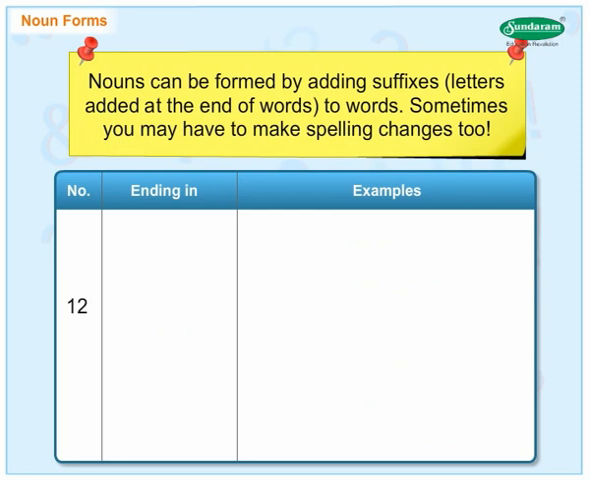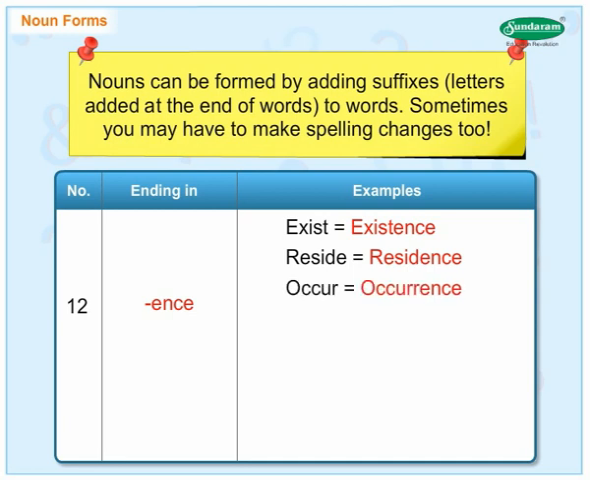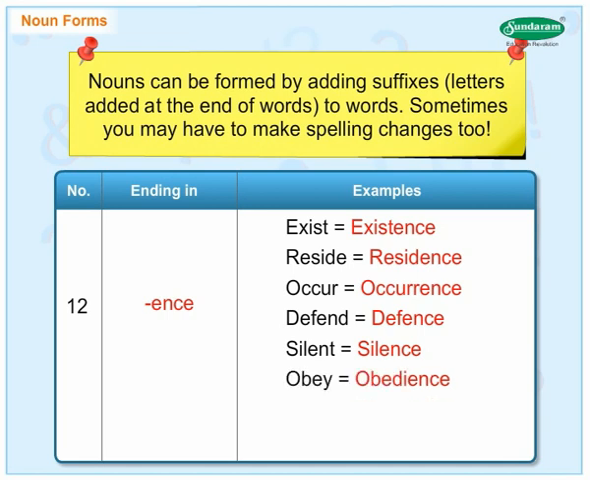12. Ending in E-N-C-E, ence. For example, exist, existence. Reside, residence. Occur, occurrence. Defend, defense. Silent, silence. Obey, obedience.